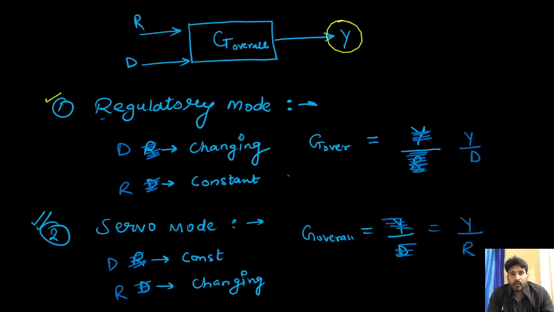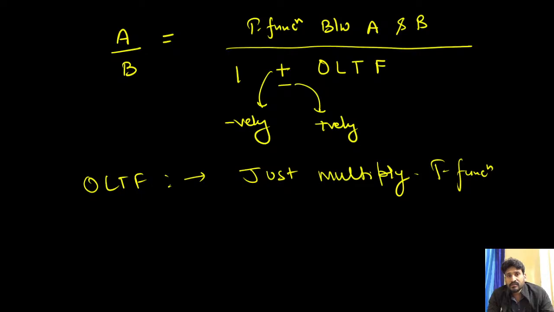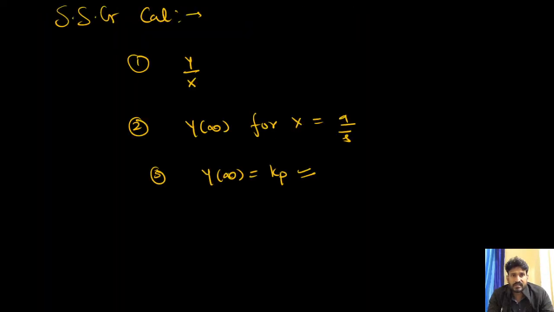For the overall process, set point and the load are the input for me, and y is my output. For regulatory mode, d is changing, so we have to calculate y by d. In servo mode, r is changing, so we should calculate y by r. That's it. For a closed loop, how to calculate the transfer function, this is the shortcut. We already discussed it. Okay.